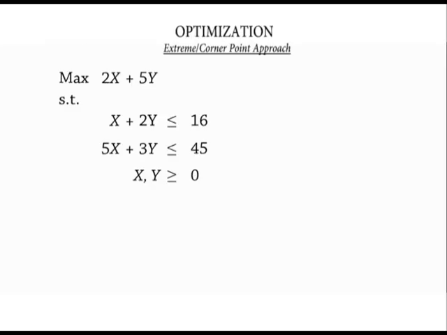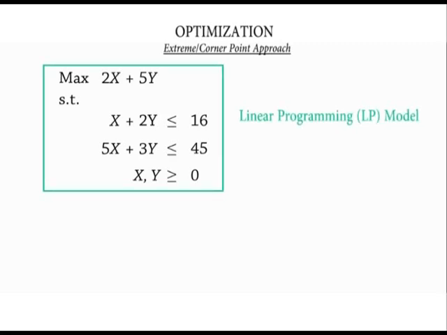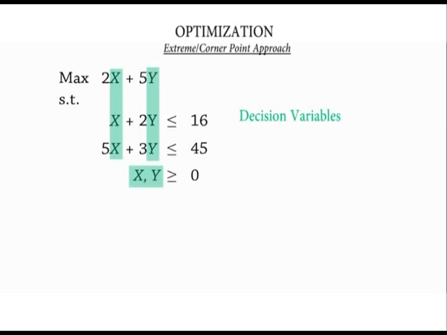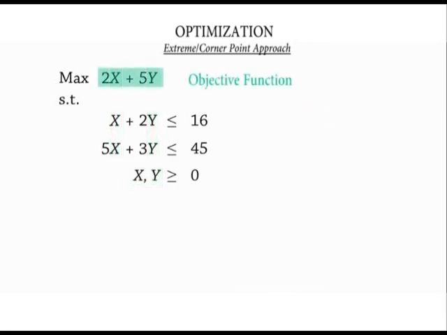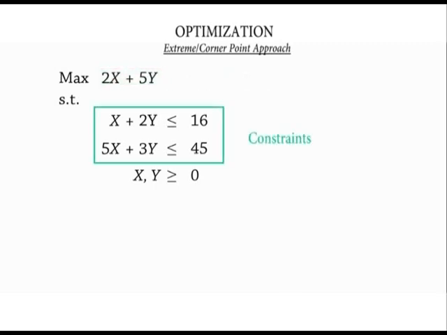Let's take one more example. We want to maximize the expression 2x plus 5y using the extreme or corner points approach. What we have here is a linear programming model. We have the x and y, which we call the decision variables, and they tell us what quantities to buy, sell, transport, and so on.